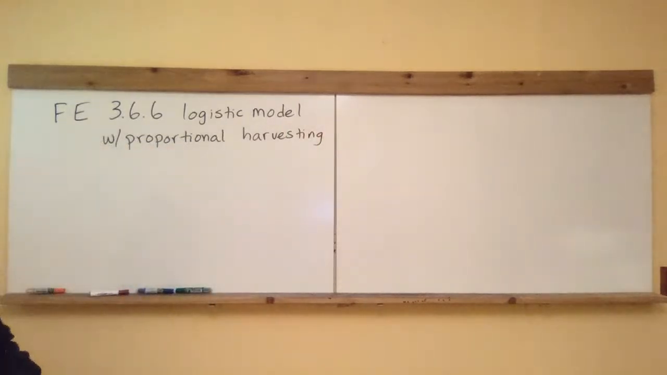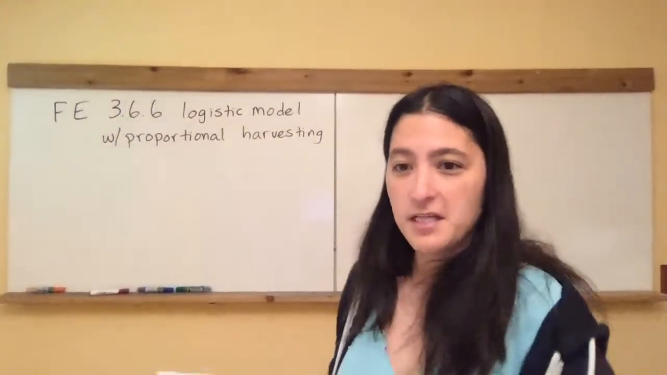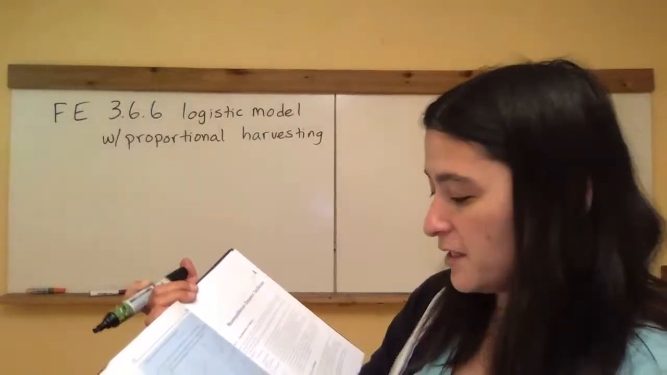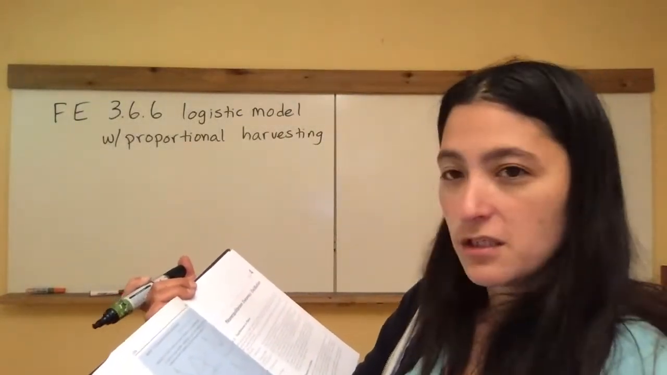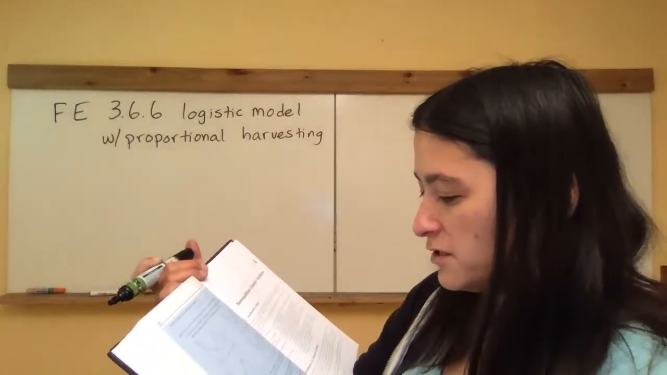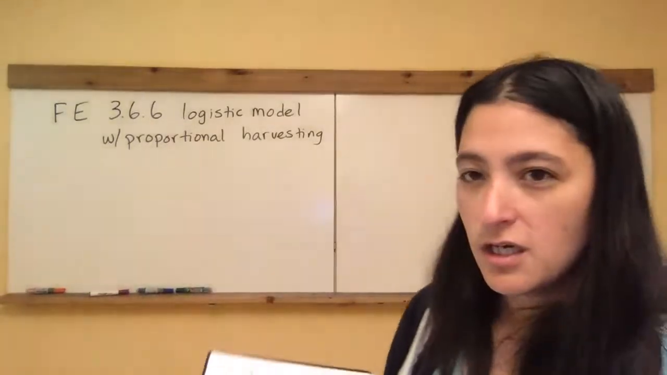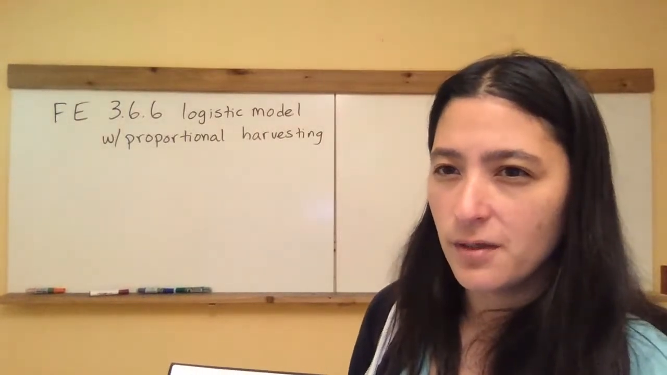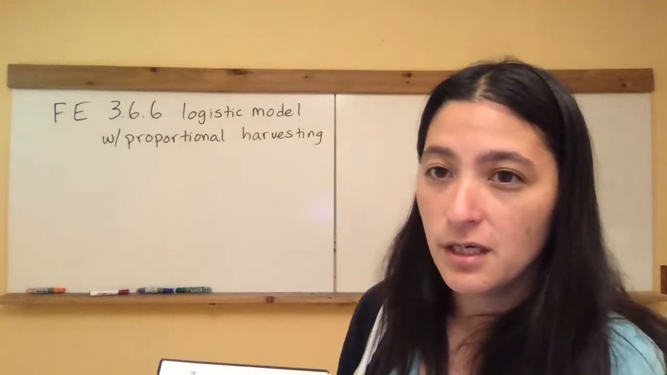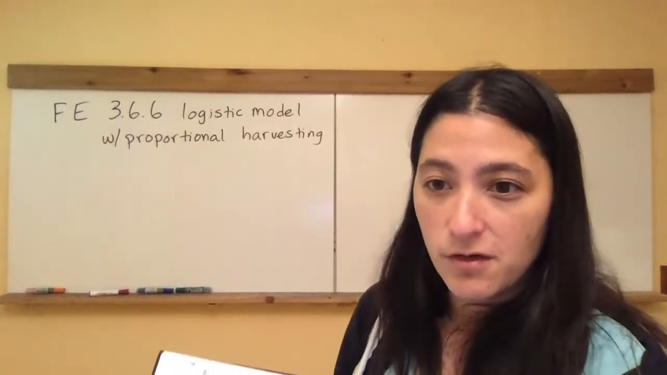Okay, so I'm going to call this one Logistic Model with Proportional Harvesting, and that's because, to read the story to you, it says, suppose that in the absence of predators, a population grows logistically with a growth rate of 0.75 and a carrying capacity of 1. Also, a fraction h of the population is hunted each year. Now, can you tell what's different about this problem versus the logistic model with constant harvesting problem that I introduced in week 7 in my applied math problems that I wrote?